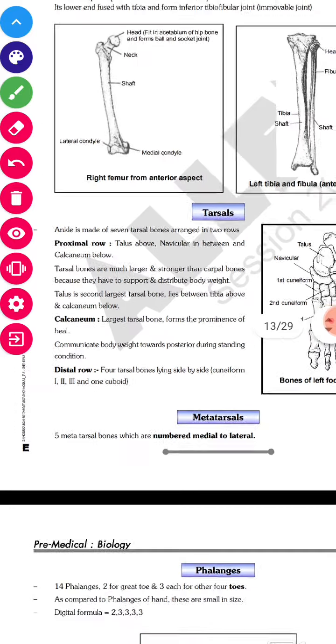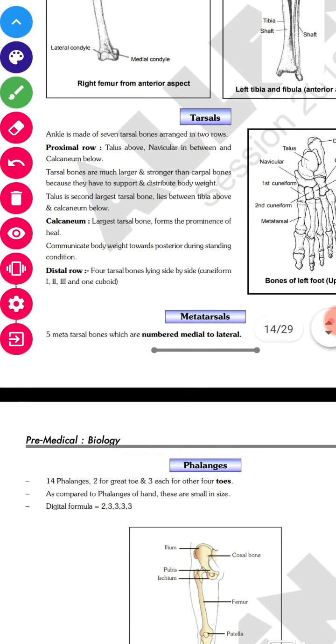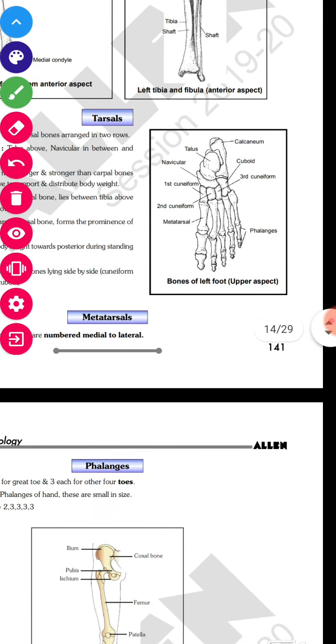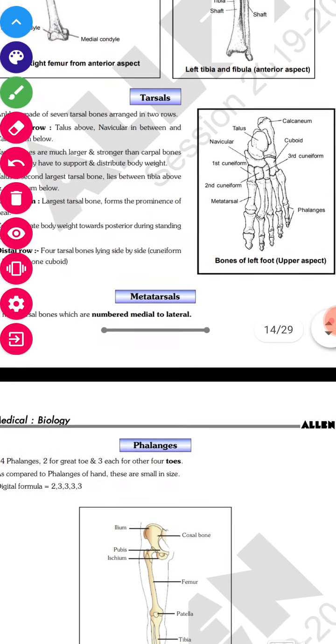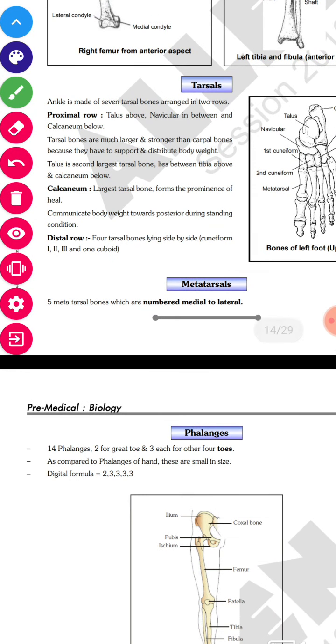Next we are going to talk about tarsals. What are tarsals? You can say ankle bones. How many tarsals are there? 7 are there. Now names are given: talus above, navicular in between, and calcaneum below. So you can see naming is given: calcaneum, talus, navicular. You can remember these if you can. If you are not able to, it is fine. Very less chances are there that questions are asked from these.